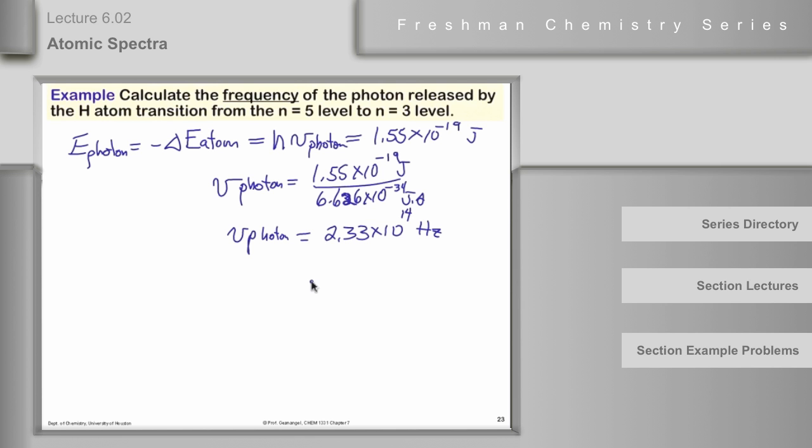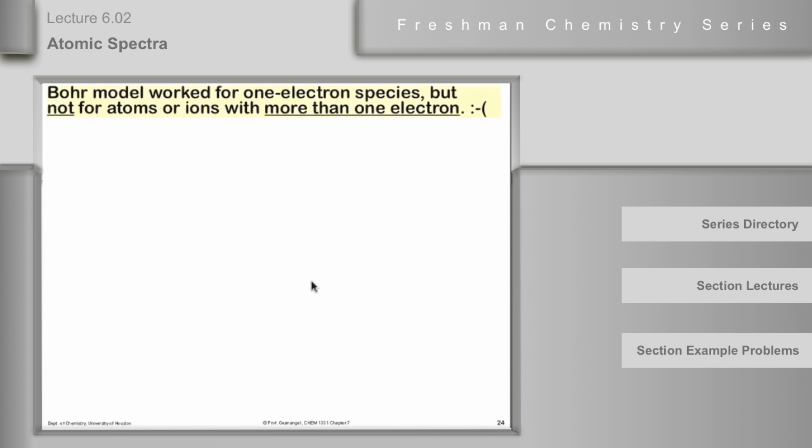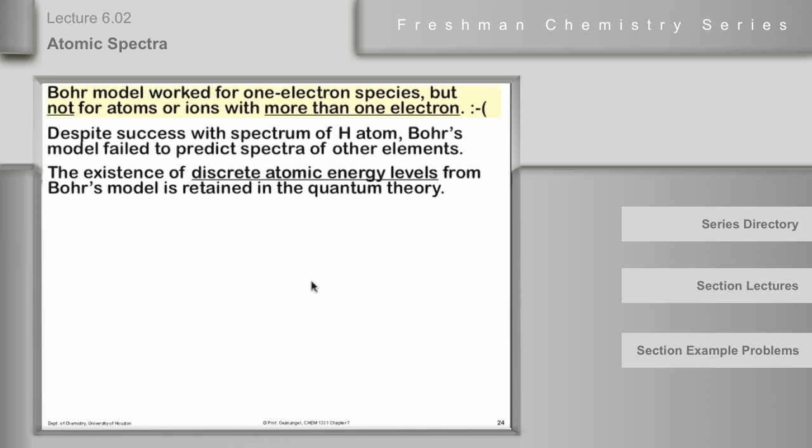So Bohr's model failed. It failed, and it simply would not work for anything that had more than one electron. And that shouldn't be too surprising because he had no way to evaluate the electron-electron interaction. So Bohr's model had to be thrown out, but they kept the idea of quantized energy levels from it to go on further.